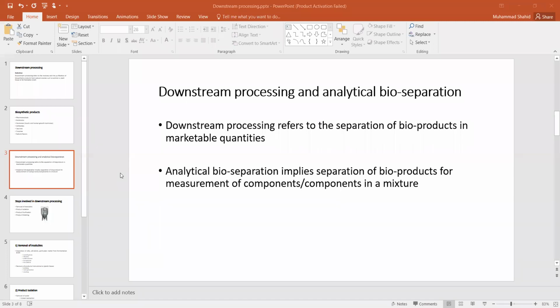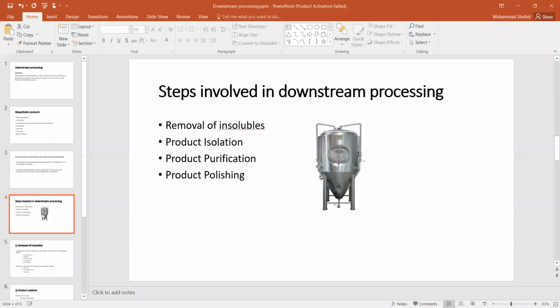Right now, I'm going towards the steps that are involved in downstream processing. Number one is the removal of insolubles. Number two, product isolation. Number three, product purification. And number four, product polishing. So now we are going to discuss one by one all these steps of downstream processing.